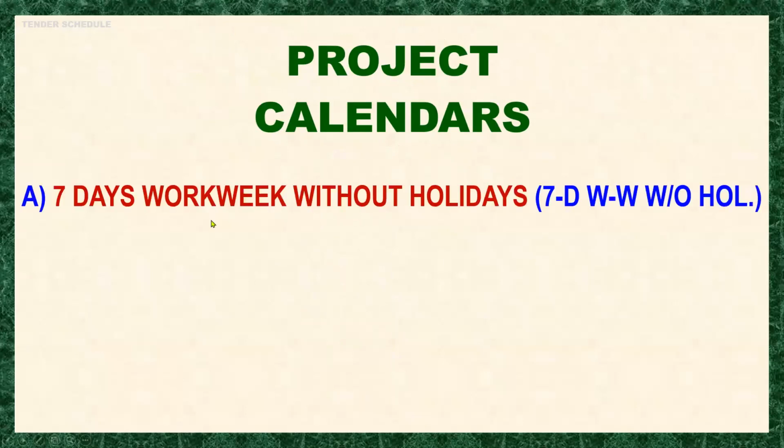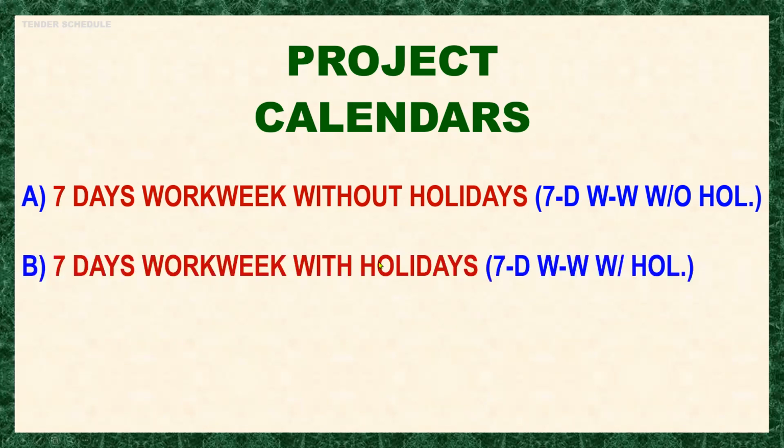Now, this time, let's define 4 project calendars as follows. The first calendar is calendar A, which is a 7 days work week without holiday. This is usually assigned for milestone activities, project management, level of efforts, overheads, etc.